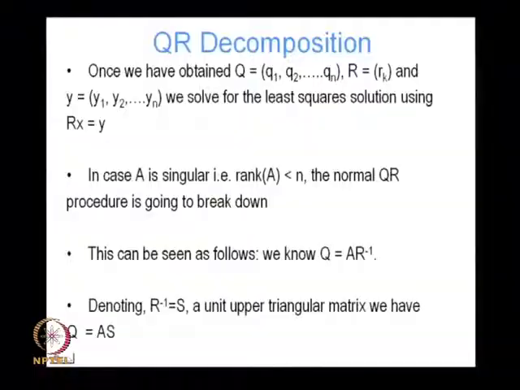We know from the QR decomposition, A is equal to QR, so Q is equal to A R inverse, right? Let us denote R inverse as S, an upper triangular matrix. It is true, you have to take me on trust now, that since R is an upper triangular matrix, R inverse is also going to be an upper triangular matrix, and it's also going to be a unit upper triangular matrix, right. So, we can write Q is equal to A times S, a matrix product.